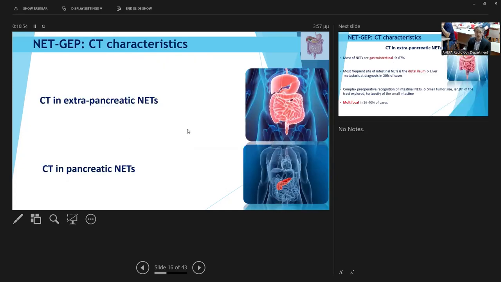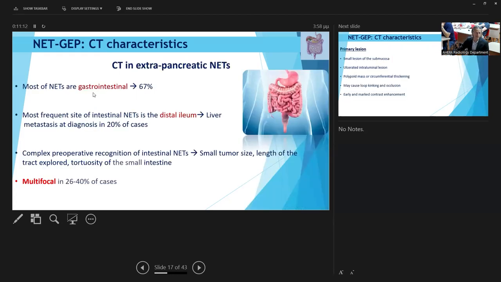Well, when we look at the neuroendocrine tumor related to the gastroenteropancreatic localization, we should make a distinction between the pancreatic neuroendocrine tumor and the extrapancreatic neuroendocrine tumor. As already said, most neuroendocrine tumors are gastrointestinal, and most of them are localized in the distal ileum. So we should perform in most cases the entero CT or entero MRI in order to better evaluate the wall of the small bowel.